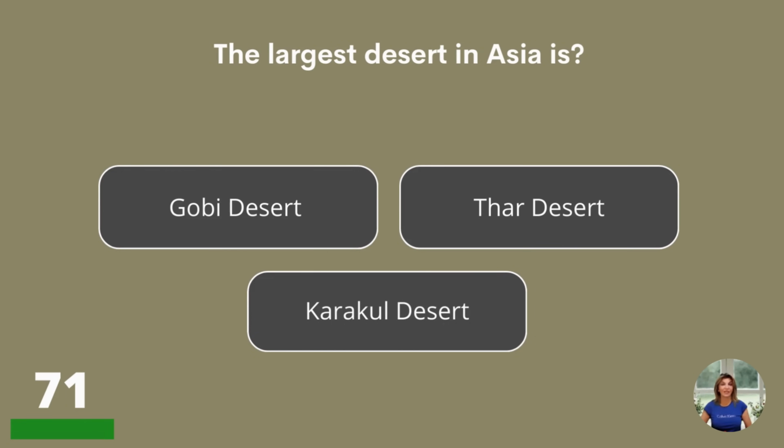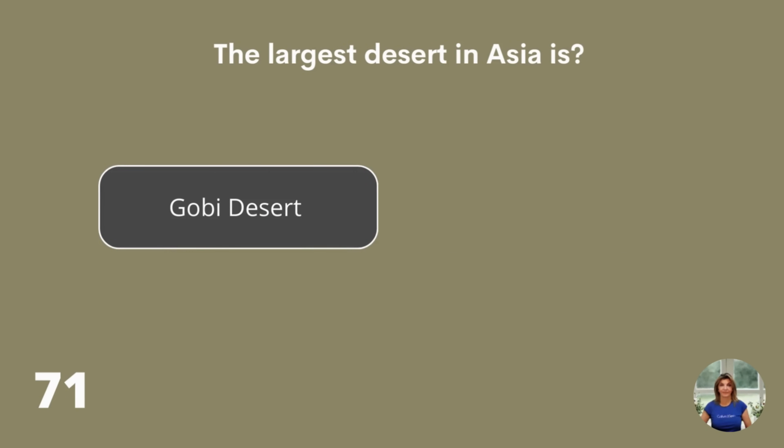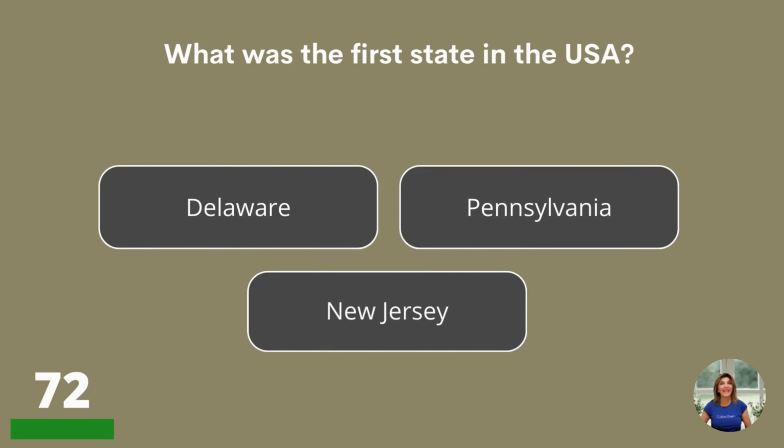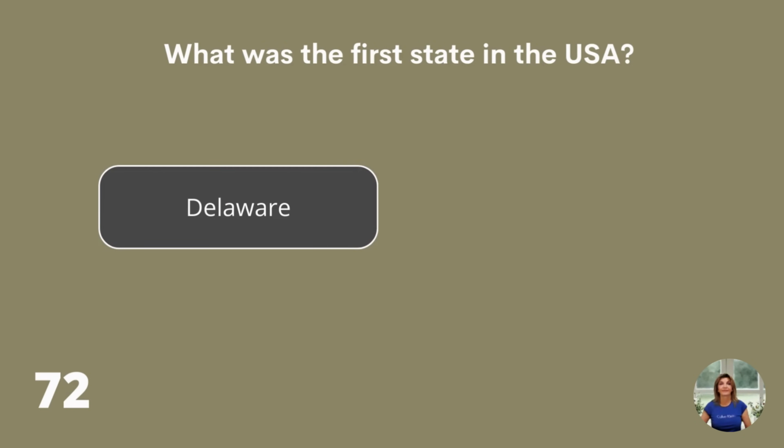The largest desert in Asia is the Gobi Desert, Thar Desert, or Karakul Desert? The Gobi Desert. What was the first state in the USA? Delaware, Pennsylvania, or New Jersey? Delaware.